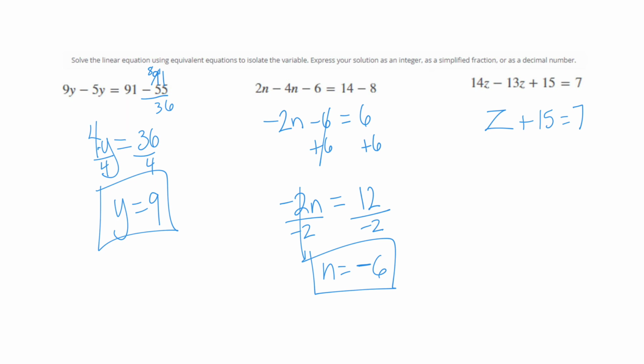So now, to get the z totally by itself, I'm going to get rid of the plus 15 with a minus 15. And z equals 7 minus 15. We're combining here. I have 7 positives, I have 15 negatives, I have way more negatives, 8 in fact, more negatives.